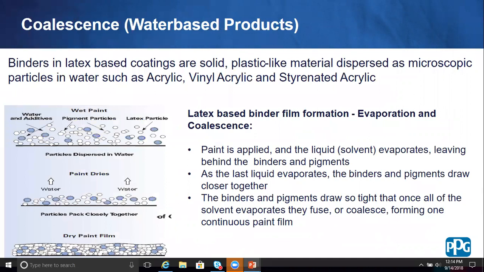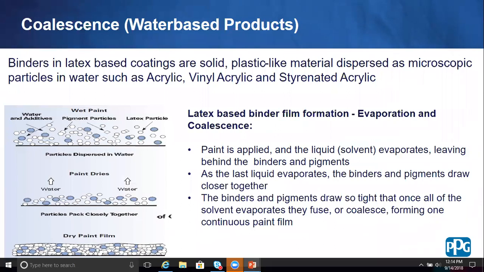So when we talk about all of our water-based products, the film cures through a process called coalescence. Binders in latex paint coatings are solid, plastic-like materials, and they're dispersed as very small microscopic particles. It can be acrylic, vinyl acrylic, or styrenated acrylic. Those are all very common types of products that we make. If you look at the little picture on the left, you've got the water and the additives, which everything's suspended in. You've got the pigment particles, and then you've got the latex or acrylic particles.